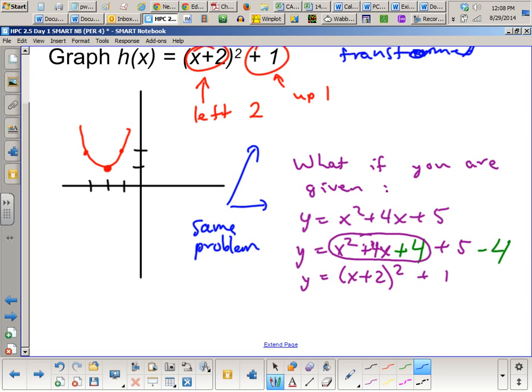Okay, we're getting a little bit ahead of ourselves. My point today was not to teach you how to transform equations into this format. My point today was to show you that when they're in this format, they're easy to graph. Okay, let's look at the next example.